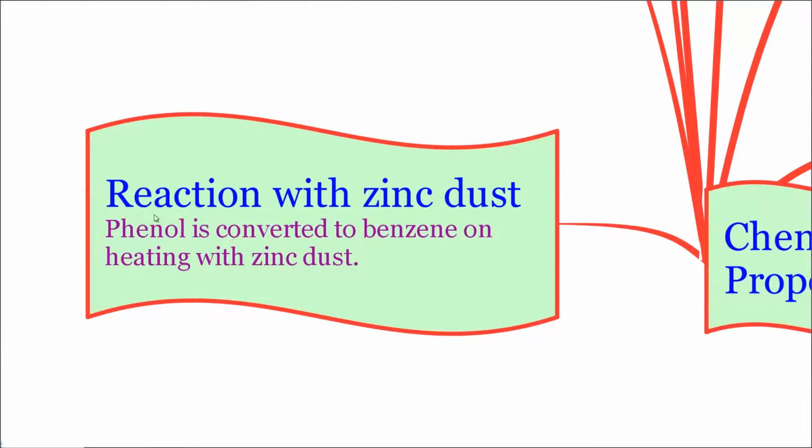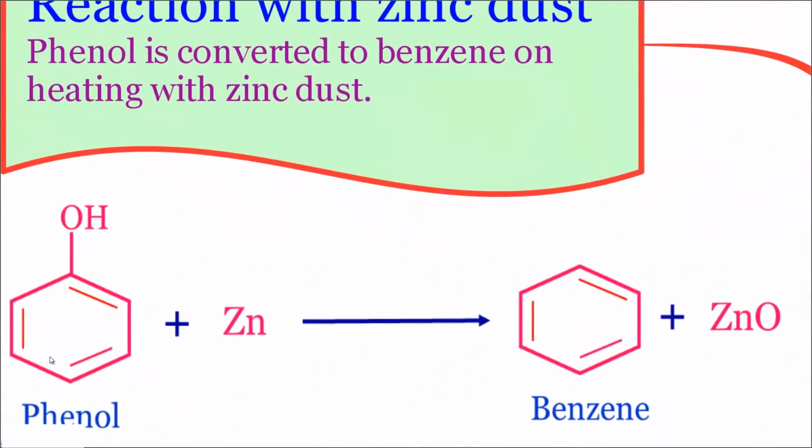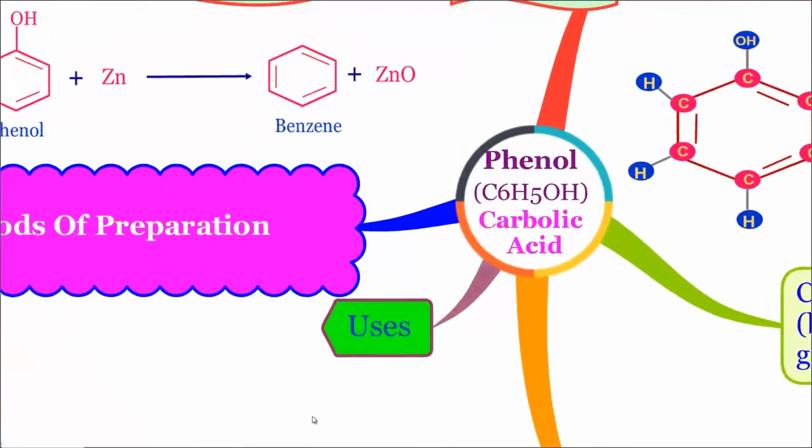Now let's understand the last type of reaction of phenol, that is with zinc dust. When phenol is treated with zinc dust, phenol is converted into benzene. This is a very important conversion which is usually asked as a 1 mark question. Now let's look into the equation. Phenol, C6H5OH, plus zinc dust, Zn, gives benzene, C6H6, along with zinc oxide. So this is the method by which phenol can be converted into benzene. That's about the different types of chemical properties of phenol.